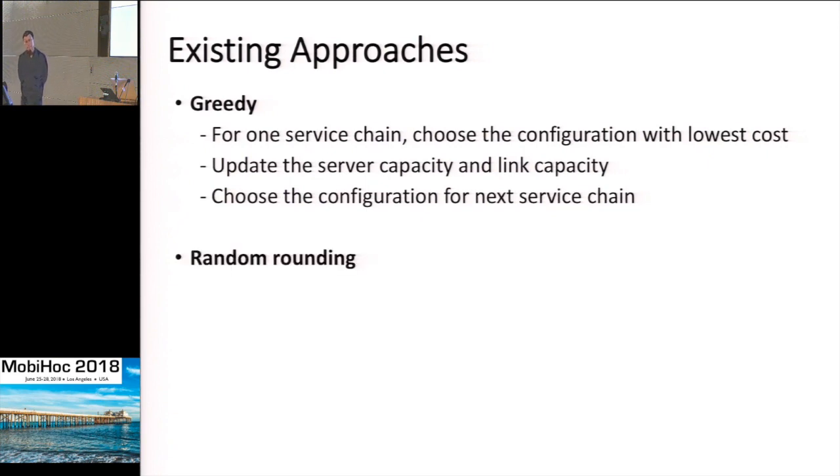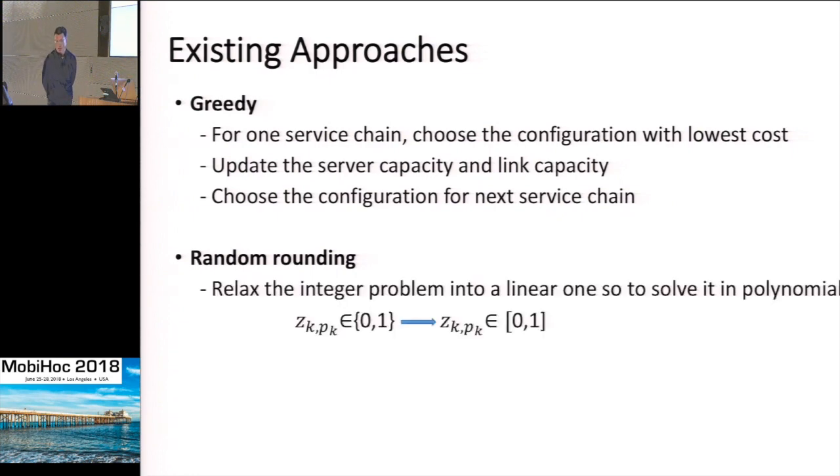Another class of approach is what they call random rounding. If you have a large service chain placement problem, the real issue is the computation.